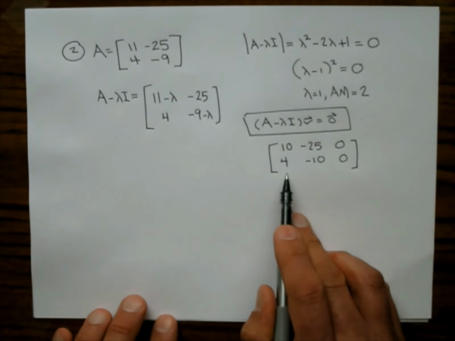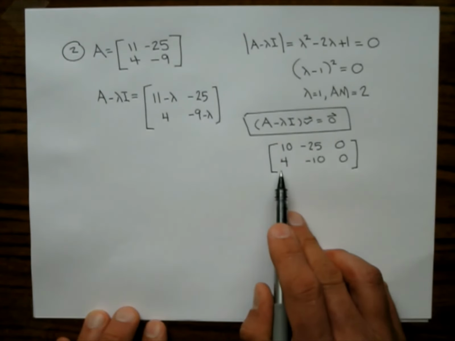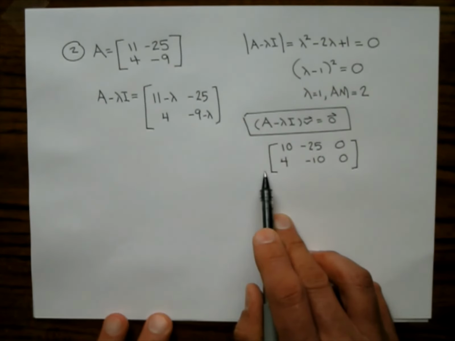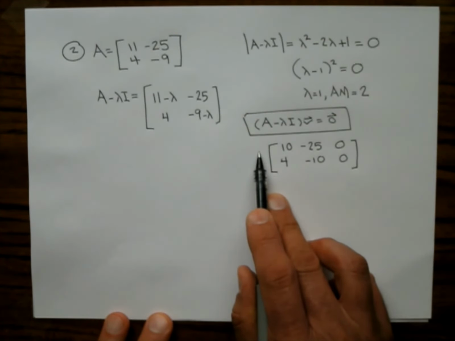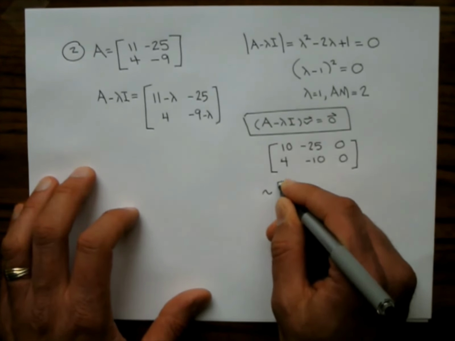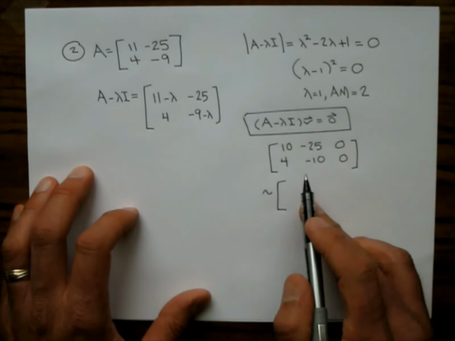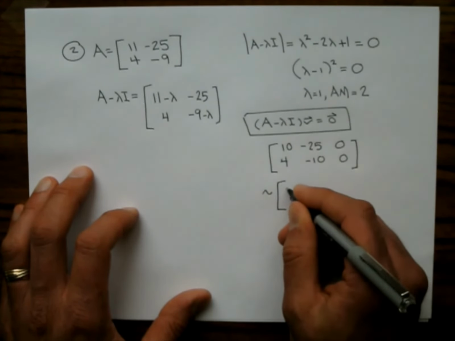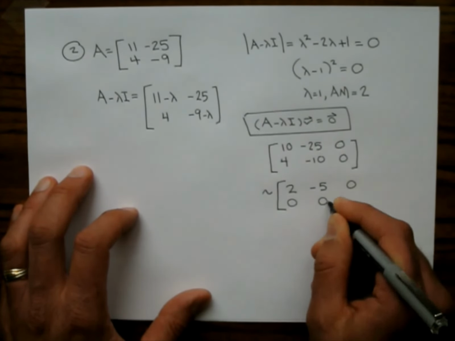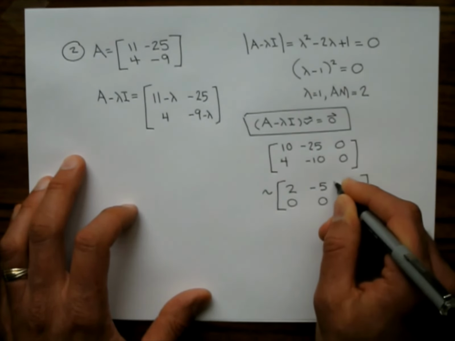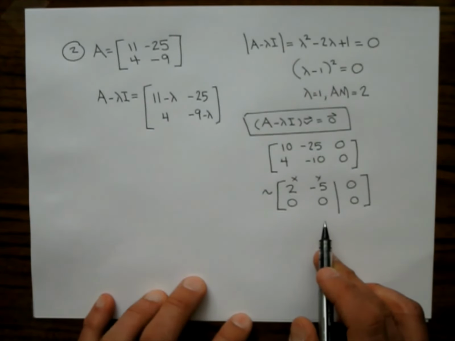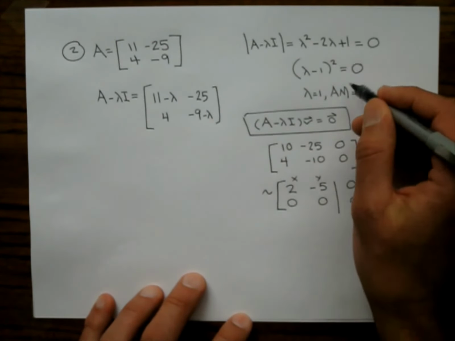Both of those rows are multiples of each other. Hopefully you can see that. You can multiply the bottom by 10 and the top by 4, and you can see they're the same row. So I'm going to go ahead and reduce this. The last row will be zeros, and I will take the top and divide by 2. So I'll do some row operations here, and I'm going to find the eigenvectors associated with lambda equals 1.